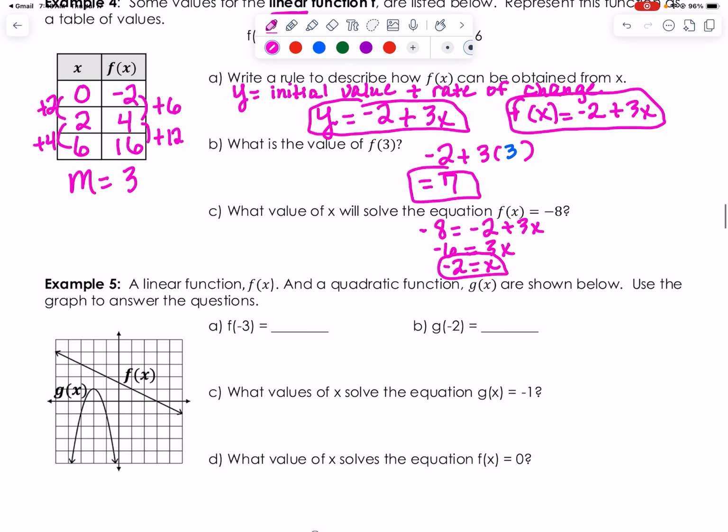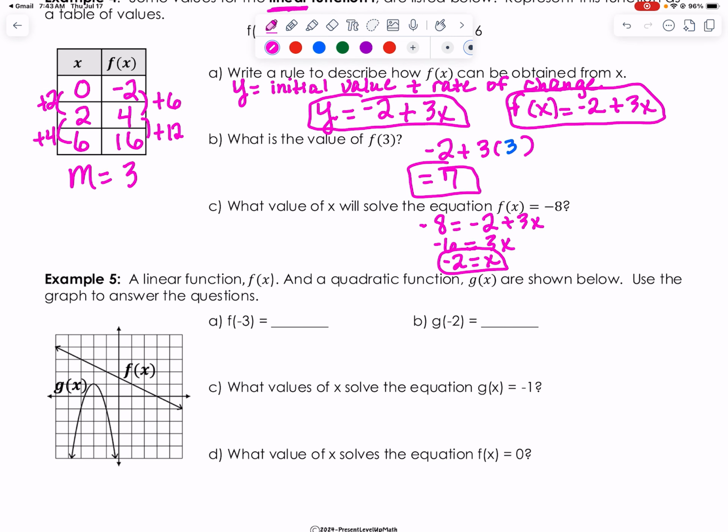All right, in our last example, we're given a graph that has two functions on it. And this is very common in advanced math courses. You might have two functions, and that's the reason for function notation, is we want to give them each a name. So here we have function f, which is a line, and function g, which is a parabola. And they want us to use the graph of these two functions to answer the questions.